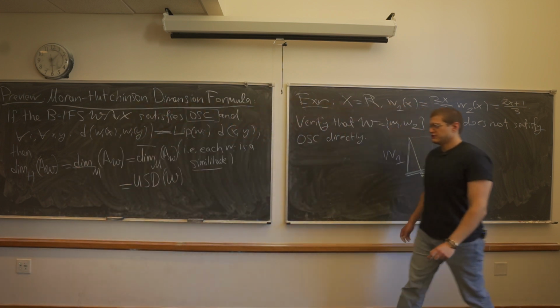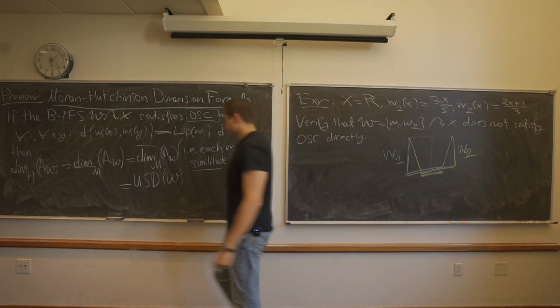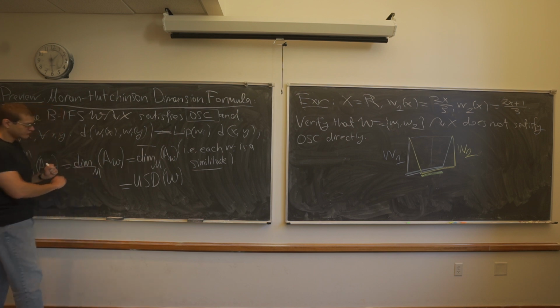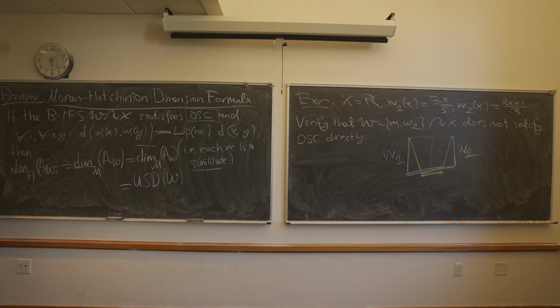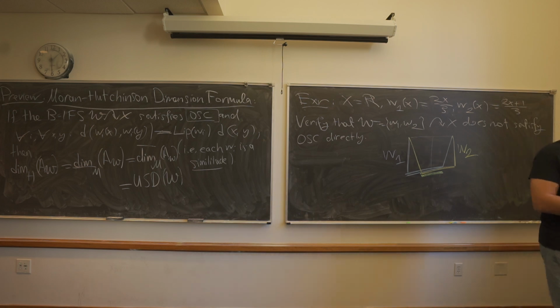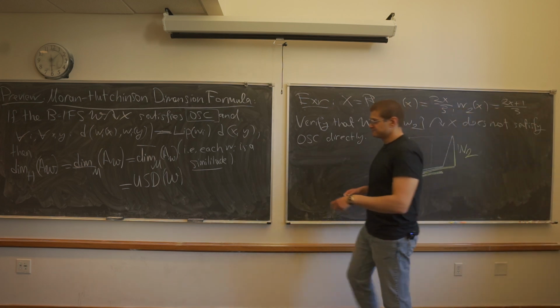And this is going to be the case. So here, A sub W, of course, is the attractor. Dim sub H is the Hausdorff dimension. Okay, we're going to discuss this. Dim sub M with an underscore is called the lower Minkowski dimension, or the lower box dimension, or in Barnsley's terminology, the lower fractal dimension.